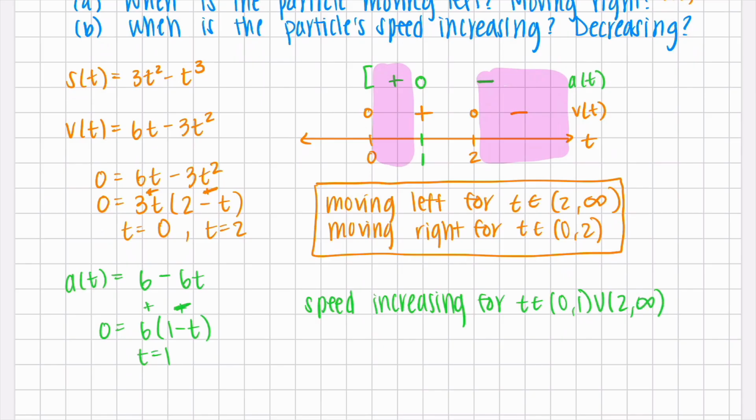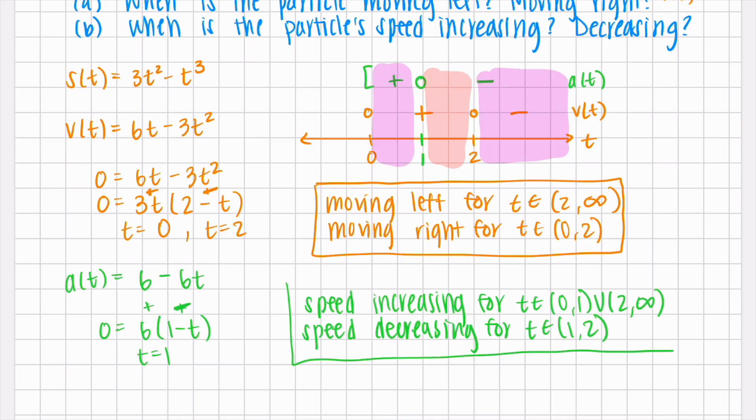My speed is decreasing between 1 and 2 because my velocity is positive, my acceleration is negative. Those signs are different. So I'm going to say speed is decreasing for t's on the interval 1, 2. And that is speed increasing and decreasing.